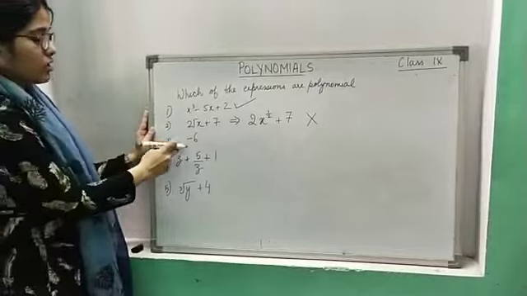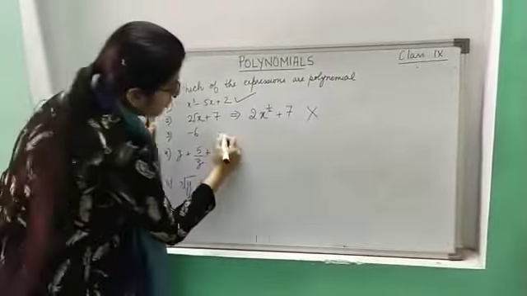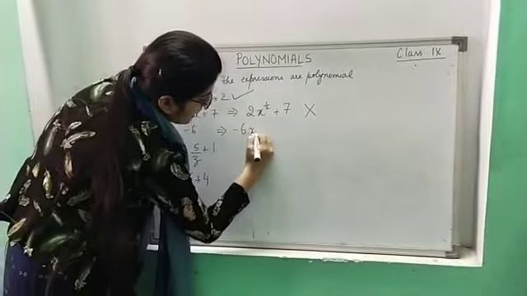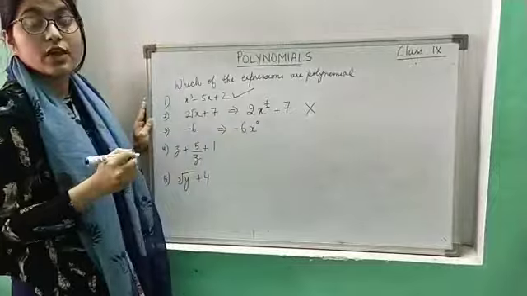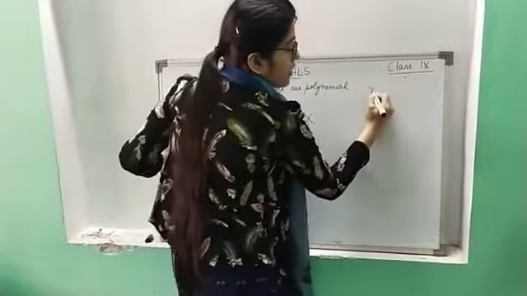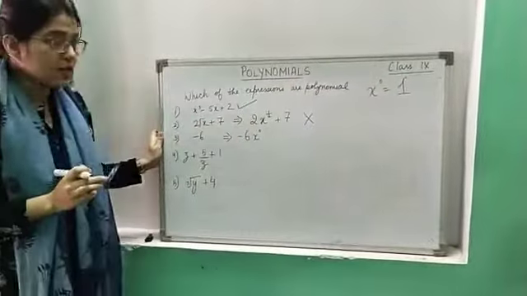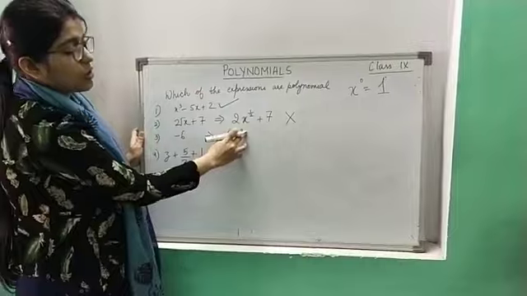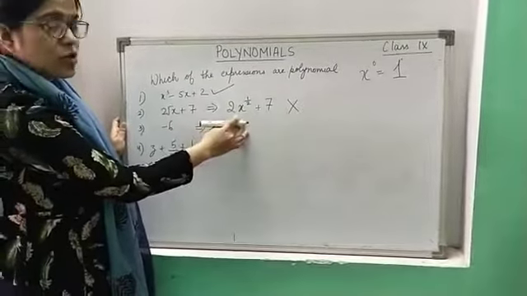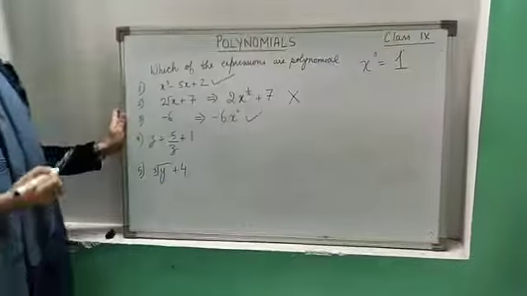Now coming on to question number 3. Question number 3 says minus 6. If we want, we can write minus 6x to the power 0, because we have already done the chapter on exponents. Any term to the power 0 has value 1. So here just see the power of x: it is a normal number, not a fraction, not negative, which means this is your polynomial.